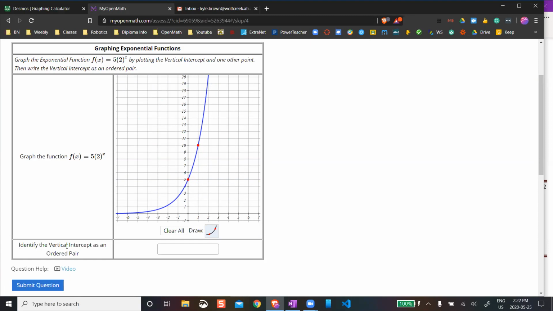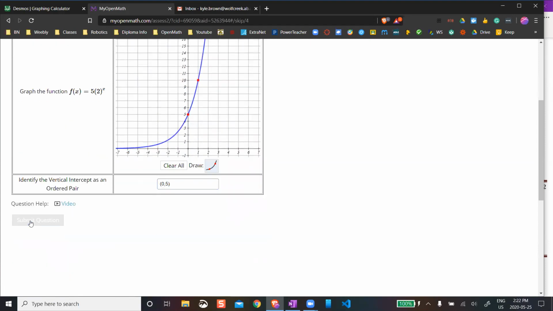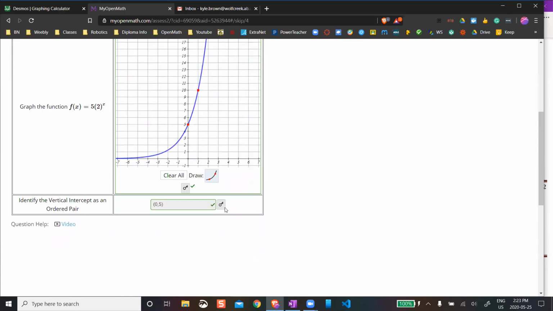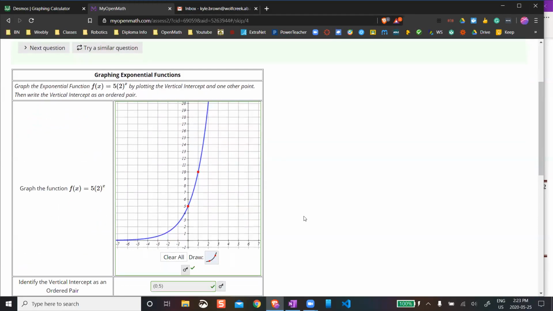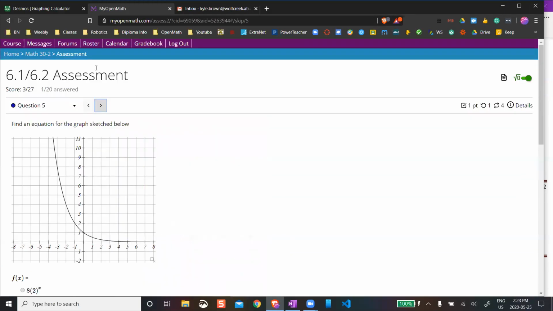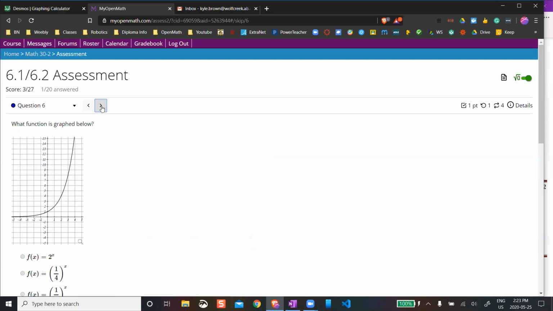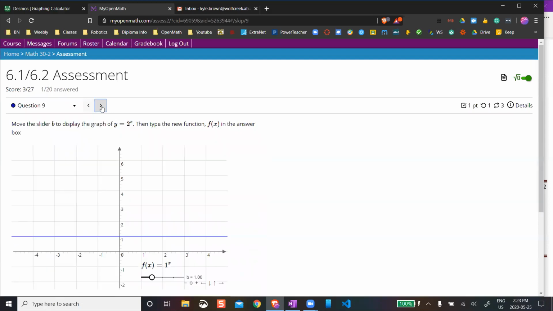And then it says identify the vertical intercept as an ordered pair, so that's the y-intercept. So that would be at, you type it in like a point, 0, 5. Okay, and I did it right. All right, so I think that's it. And then they'll all be kind of similar to that. So let's double check here. There's no funny ones. Oh yeah, sorry.